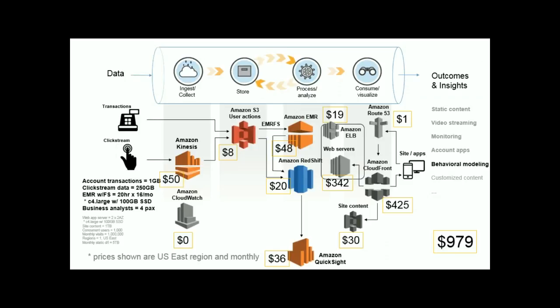So let's focus on the ones that are colored in. Now we're going to be building up the behavioral modeling system, right? This is the analytics part. We look at account transactions, say about 1 gigabyte. We have maybe 250 gigs of clickstream data that we'll ingest.